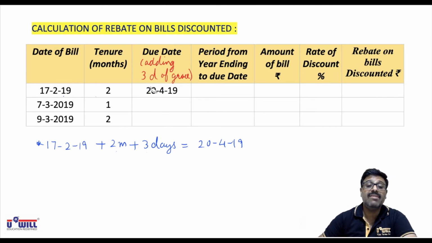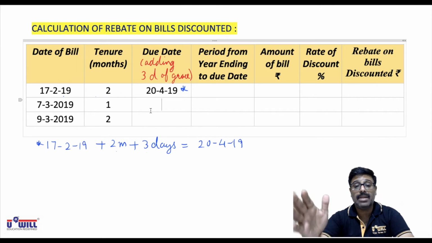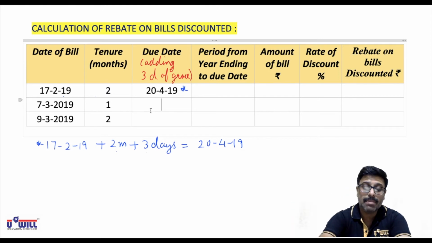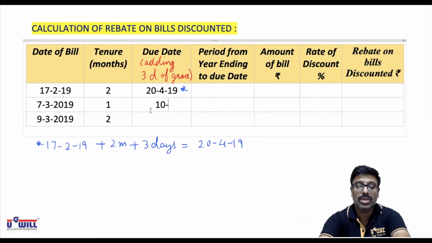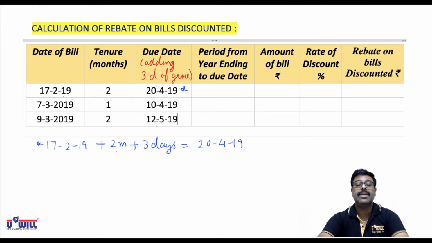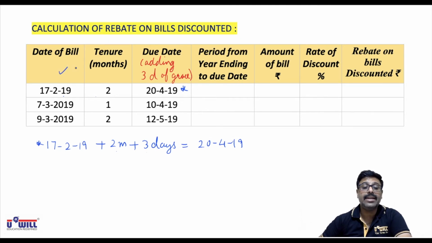Similarly, we will find the other due dates directly. One calculation you can show and the others you can do directly. 7th March 2019 and 1 month is the tenure. So 7th March plus 1 month, 7th April. 7th April plus 3 days, 10th April 2019. Then 9th March plus 2 months: 9th April, 9th May. 9th May plus 3 days, 12th May 2019. So this is how we get the due dates. In the date of bill, we add the tenure and 3 days of grace, and we get the respective due dates.